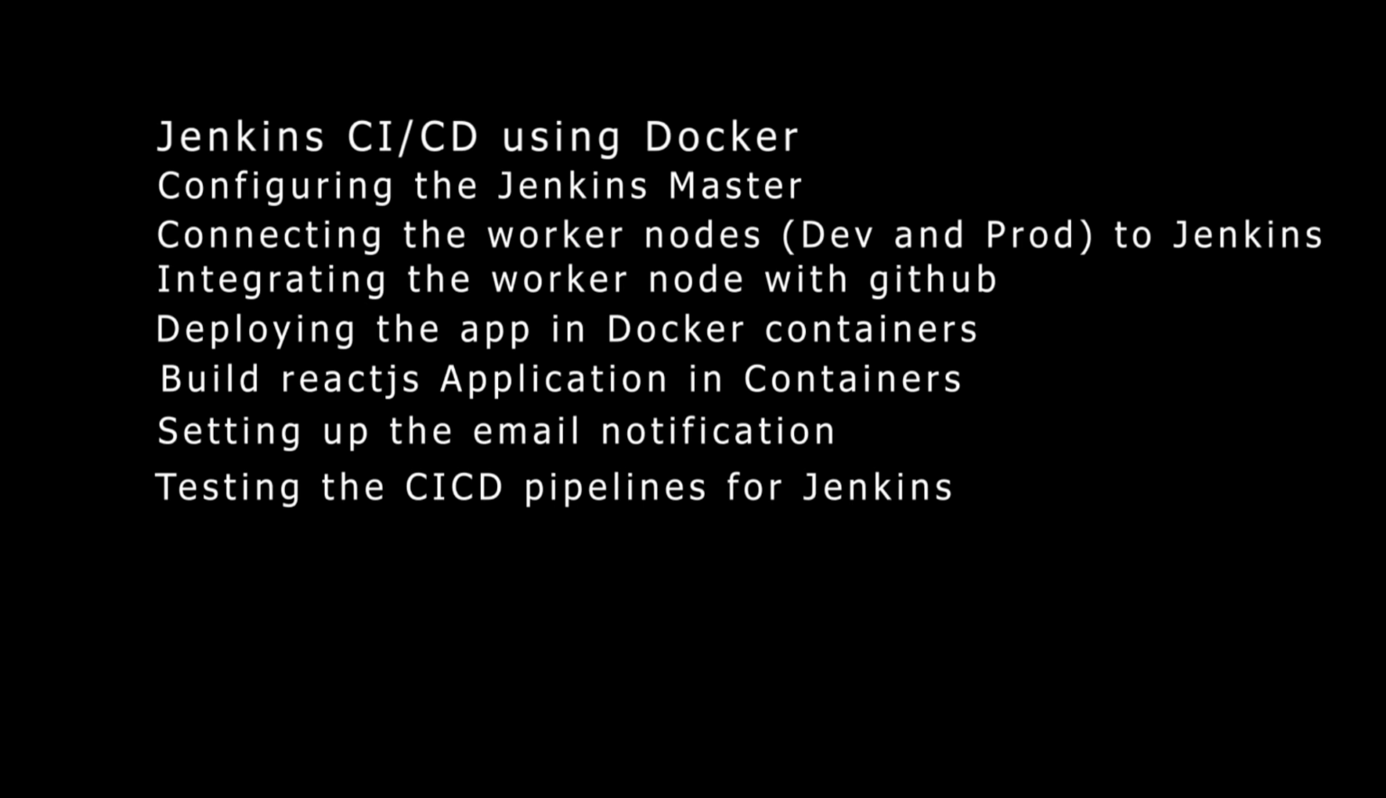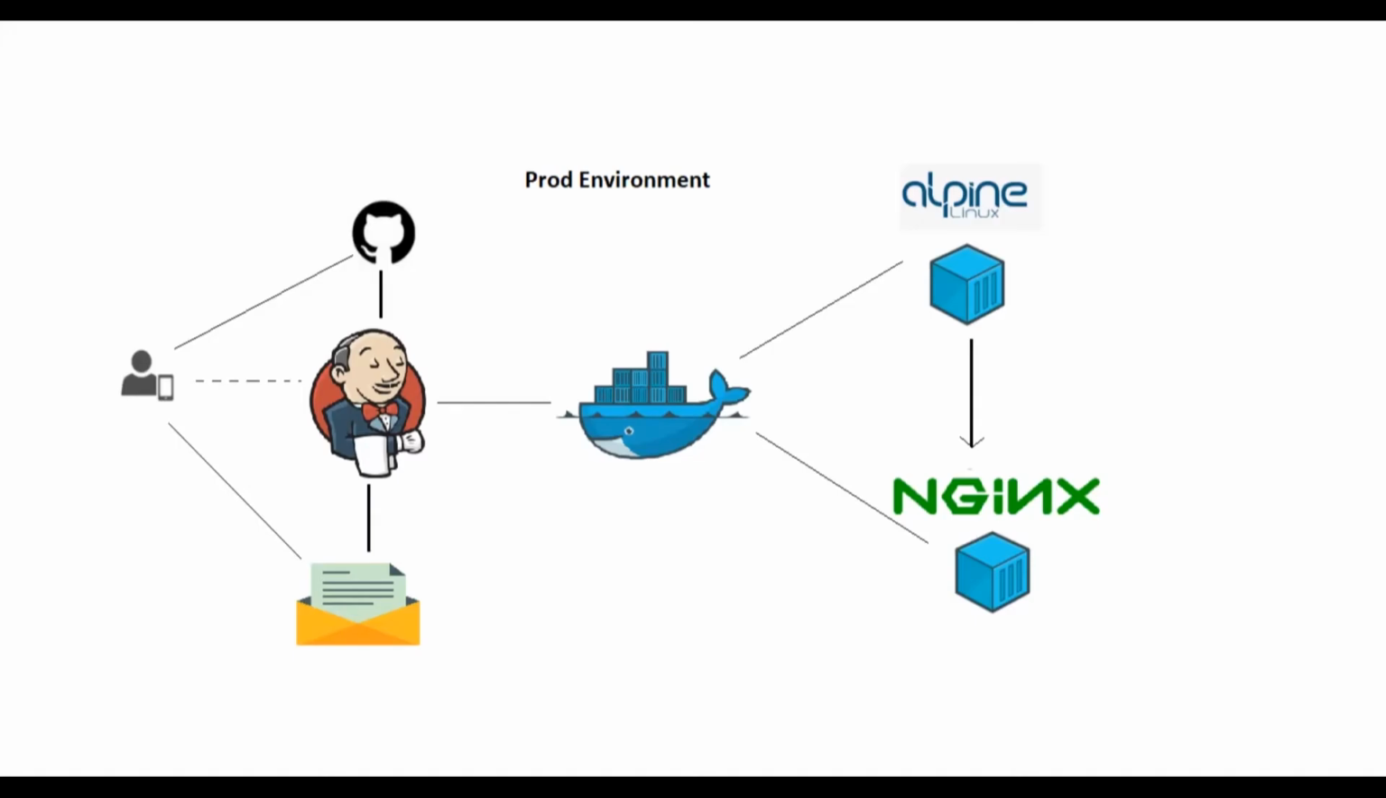The app is React.js, and later we will set up email notifications for our worker nodes. Then we will build a pipeline for Jenkins. That's it. This is the basic architecture of our production environment. At this moment, I'm not concerned about development and staging builds or environments.